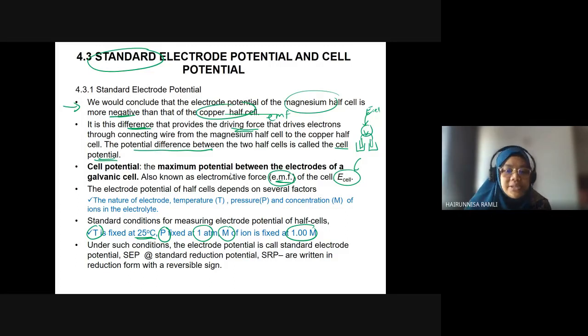Okay, so under such conditions, the electrode potential, we call it as standard electrode potential, ataupun kita jarang guna standard electrode potential ni. Kita banyak guna standard reduction potential. Sebab standard electrode potential tu dalam bentuk reduction, bukan oxidation tapi dalam bentuk reduction, where kita panggil dia SRP. Okay, SRP. So lepas ni akan belajar banyak lah. Biasa cakap okay, refer SRP. Itu maksudnya refer standard reduction potential punya table.